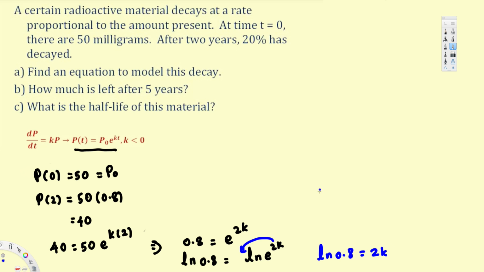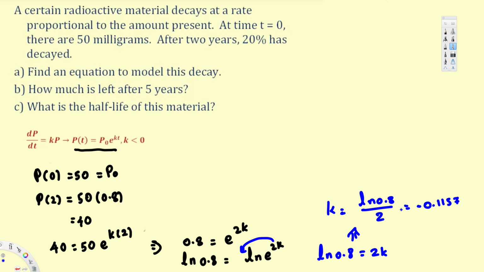From this we can figure out our k. K is going to be equal to ln of 0.8 divided by 2, and if you calculate that you will get negative 0.1157. We have negative because when we take ln of a number less than 1 we are going to get a negative. So this is giving us negative 0.1157.